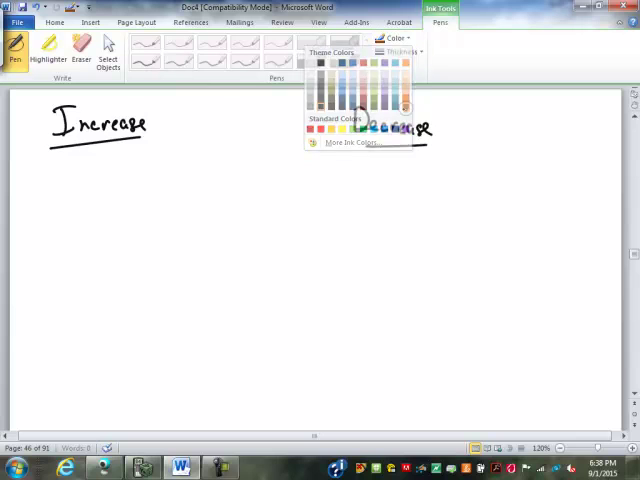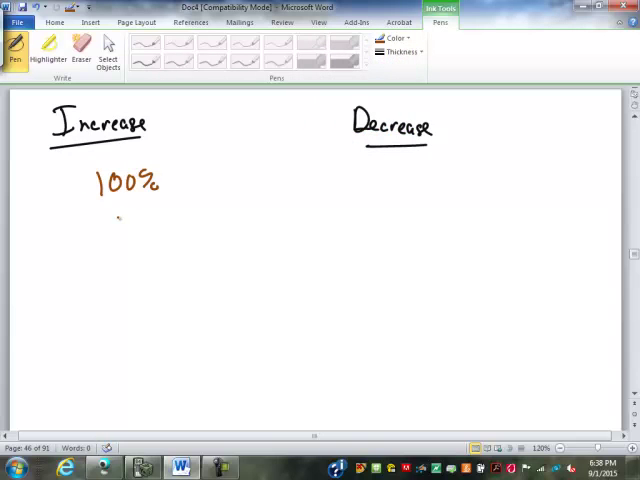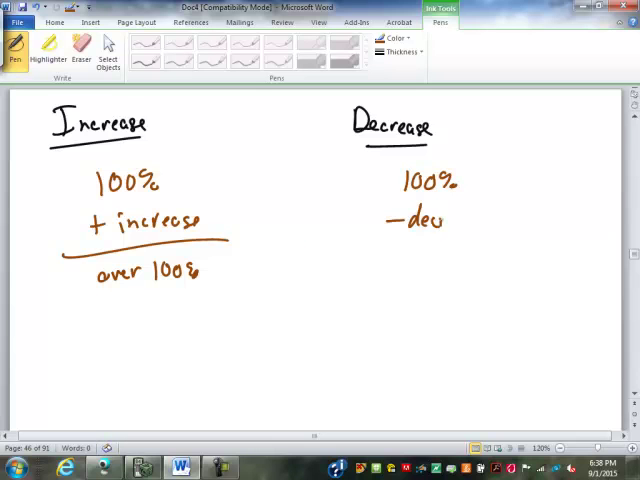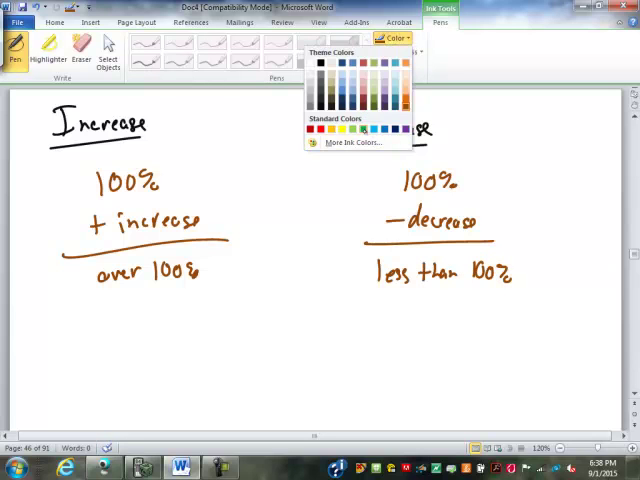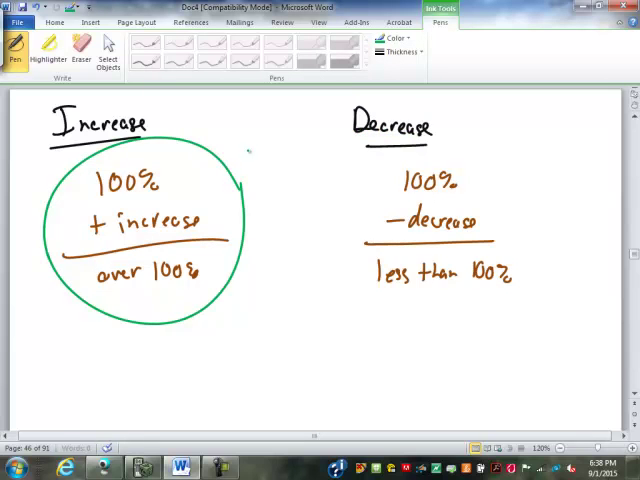If we're dealing with an increase, we have a full amount, 100%, plus some sort of an increase, which gives us a larger total, a total that is more than 100% of what we started with. If it's a decrease, we start out with 100% and we are subtracting that decrease, which leaves us with something that is smaller than what we started with, or less than 100%. And in fact, it's this idea right here that we use to set up our formulas for each of these.